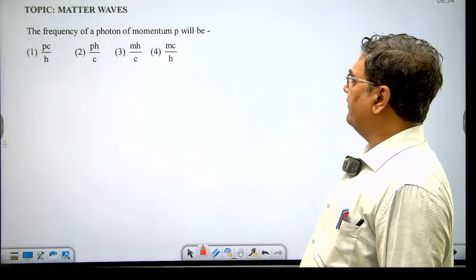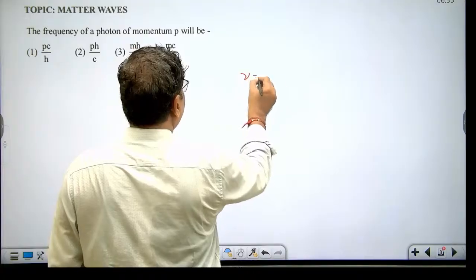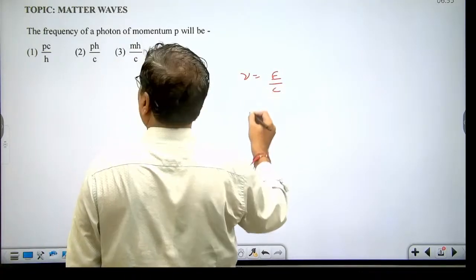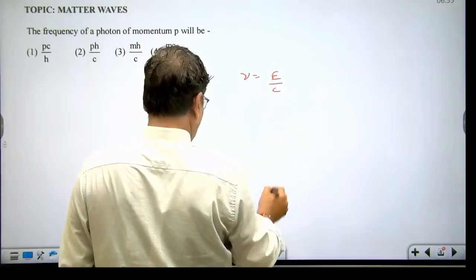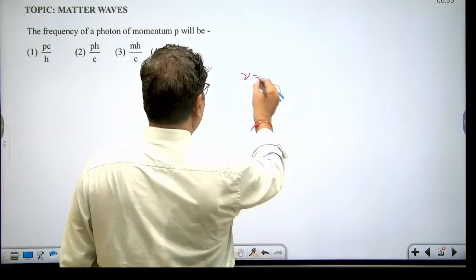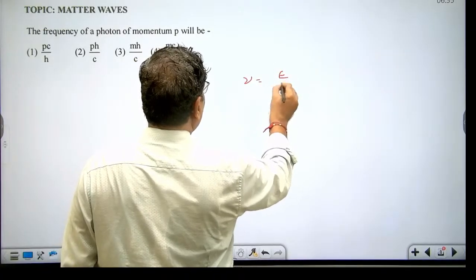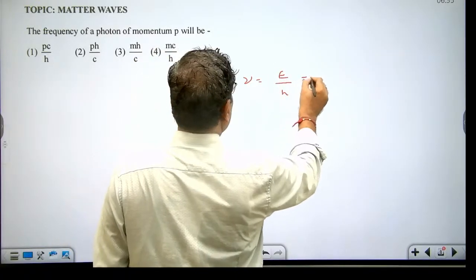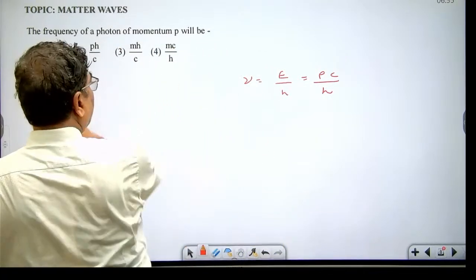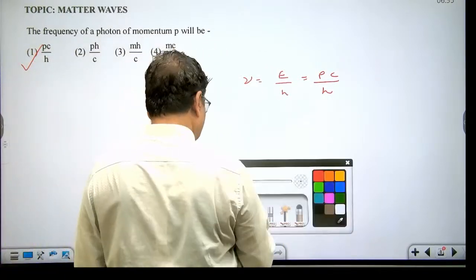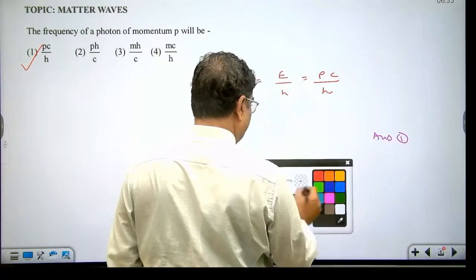The frequency of a photon of momentum p will be. Frequency of photon equal to E upon h, and E is what? p into c upon h. So out of 4 choices, the correct choice is option 1.